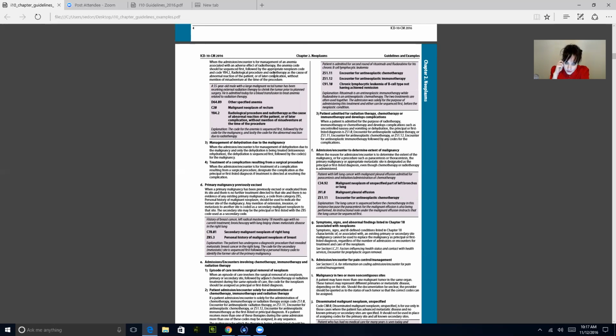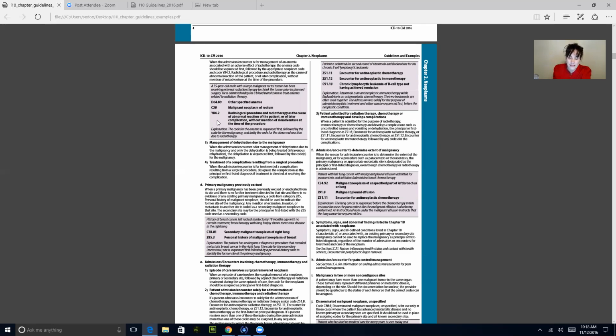Treatment of a complication resulting from a surgical procedure. So when the admission or encounter is for treatment of a complication resulting from a surgical procedure, designate the complication as the principal or first listed diagnosis if the treatment is directed at resolving the complication.